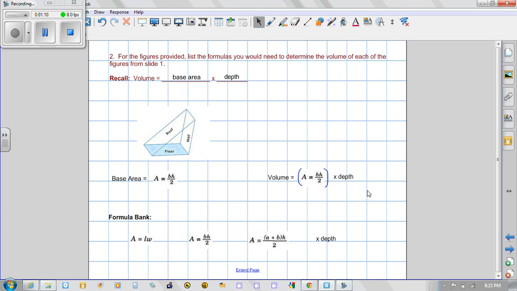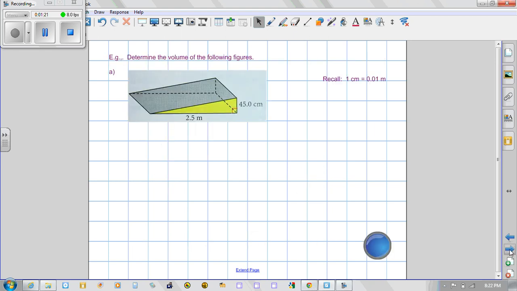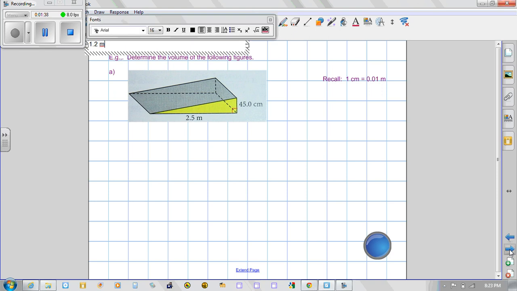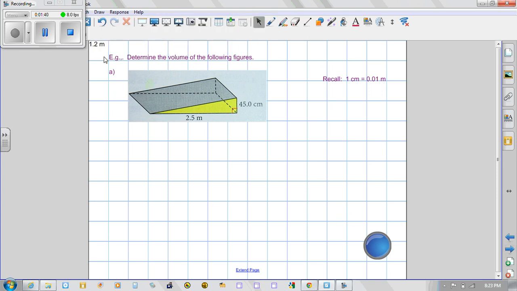Okay? So in the next example, or first example, we're going to focus on calculating the volume of one of these prism types. So let's have a look and see. Okay, so in this example, we're going to calculate the volume of a triangular prism. You can see the base in yellow is triangular. We're also going to use the measurement of 1.2 meters as the depth of the object. Okay, so let's start our calculation.